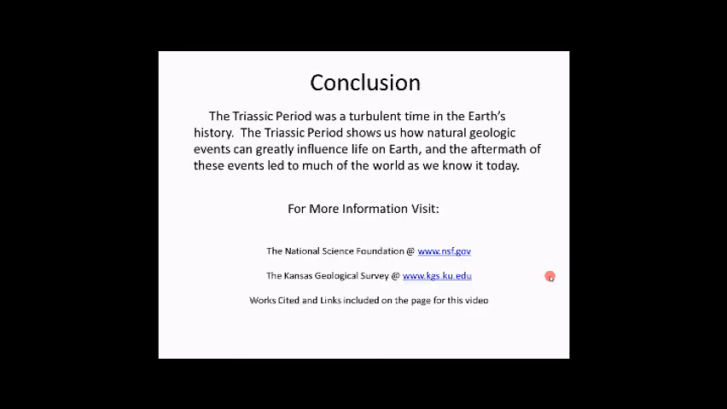In conclusion, the Triassic period was a turbulent time in the Earth's history. The Triassic period shows us how natural geologic events can greatly influence life on Earth, and the aftermath of these events led to much of the world as we know it today.